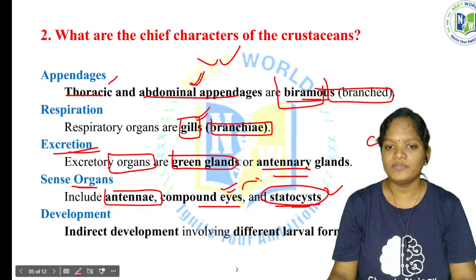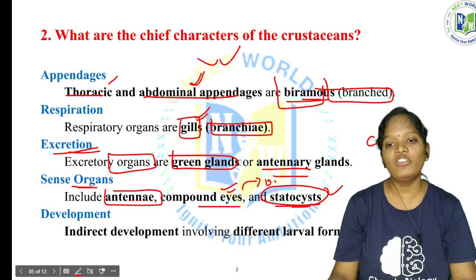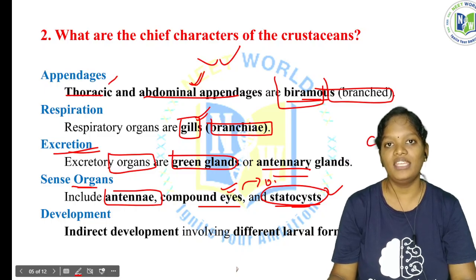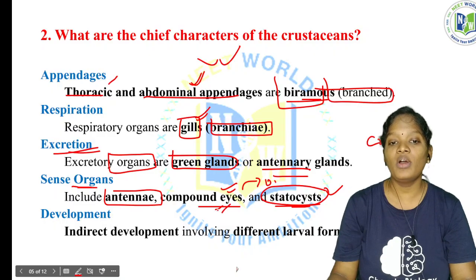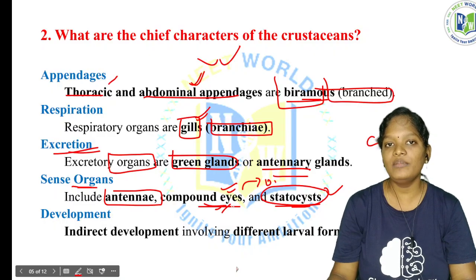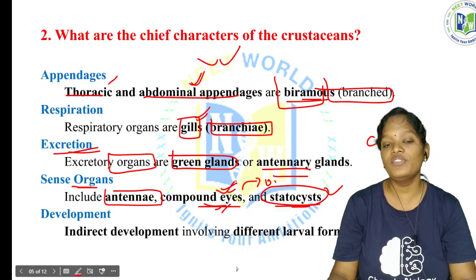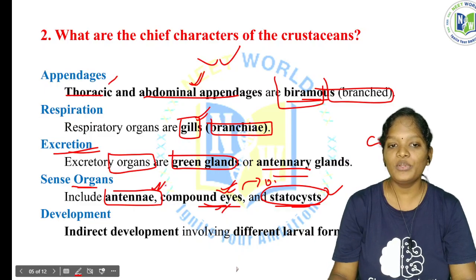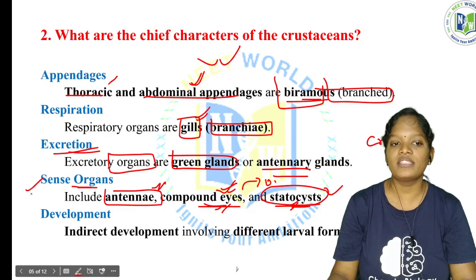Compound eyes are for seeing. The unit of compound eyes is the ommatidium. See, the nephron is the functional unit of the kidney. The neuron is the functional unit of brain cells. So the ommatidium is the structural and functional unit of the compound eyes. So the antennae, compound eyes and the statocysts together we call the sense organs.